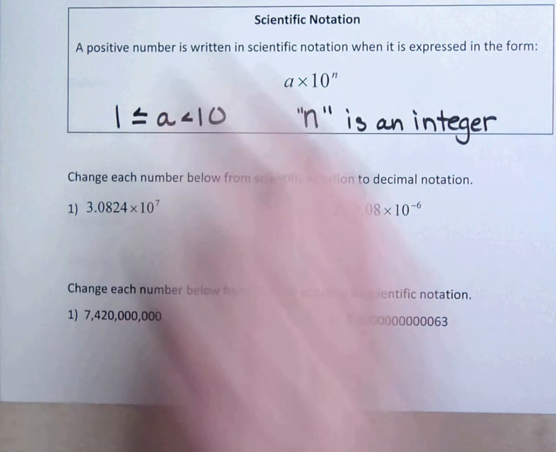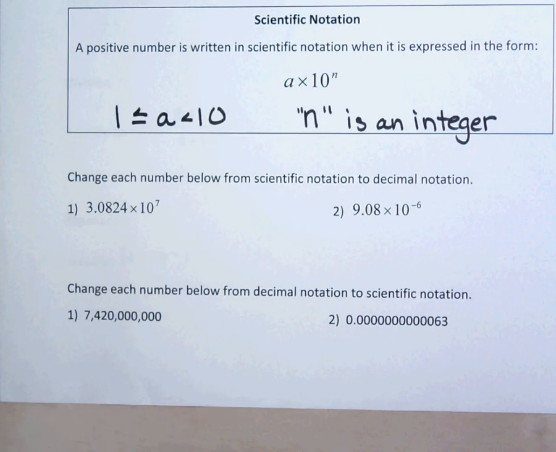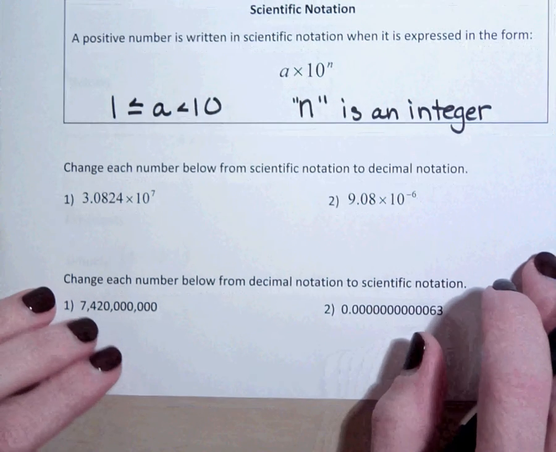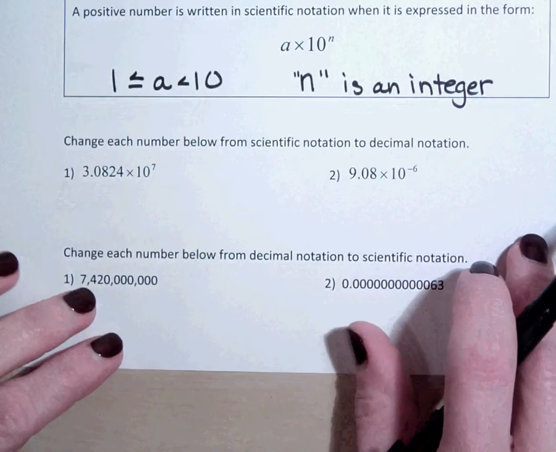Alright, so we saw our definition of scientific notation, and like I said, it is a way to rewrite numbers with lots of digits in a shorthand way. So let's look at some examples.